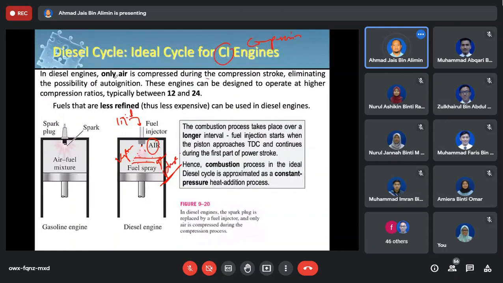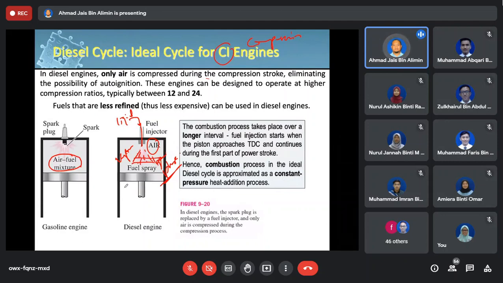Okay. This is the main difference. For spark ignition, you are supplying air and fuel mixtures. But for the diesel engine, what is happening? You only take into the chamber the air. Okay, there's no mixture. It's only that for the compression ignition, the liquid fuel is injected into the chamber.